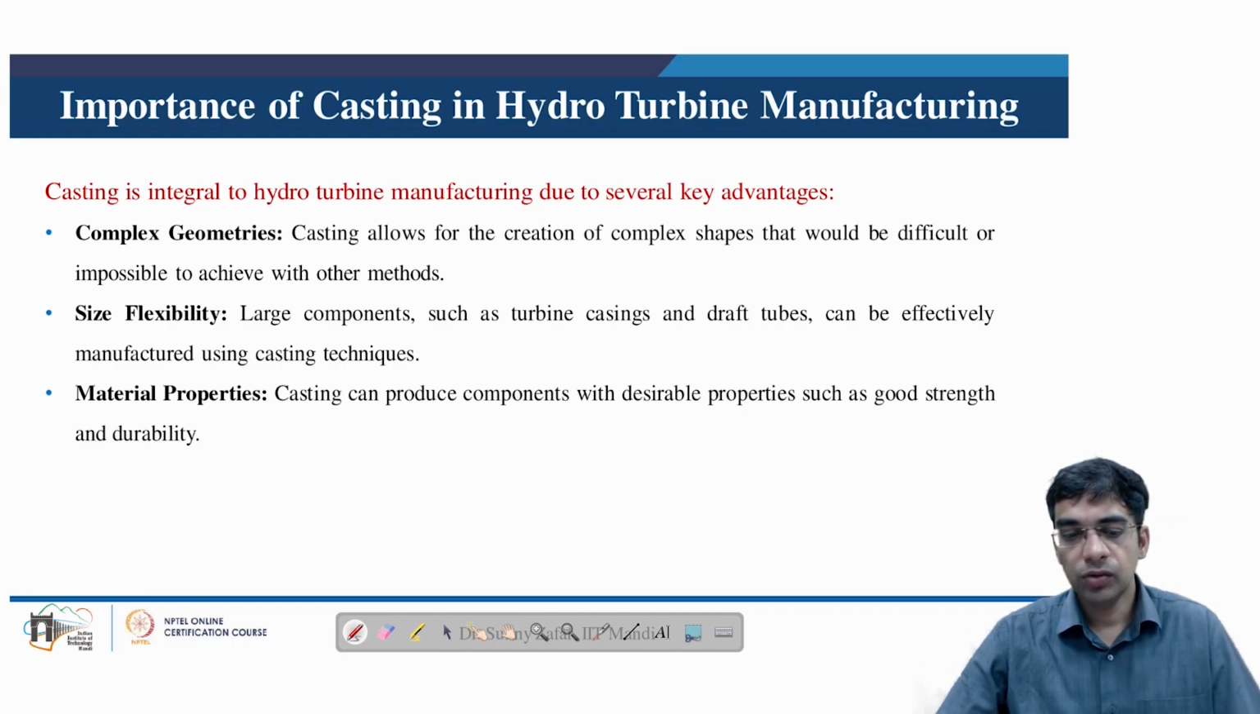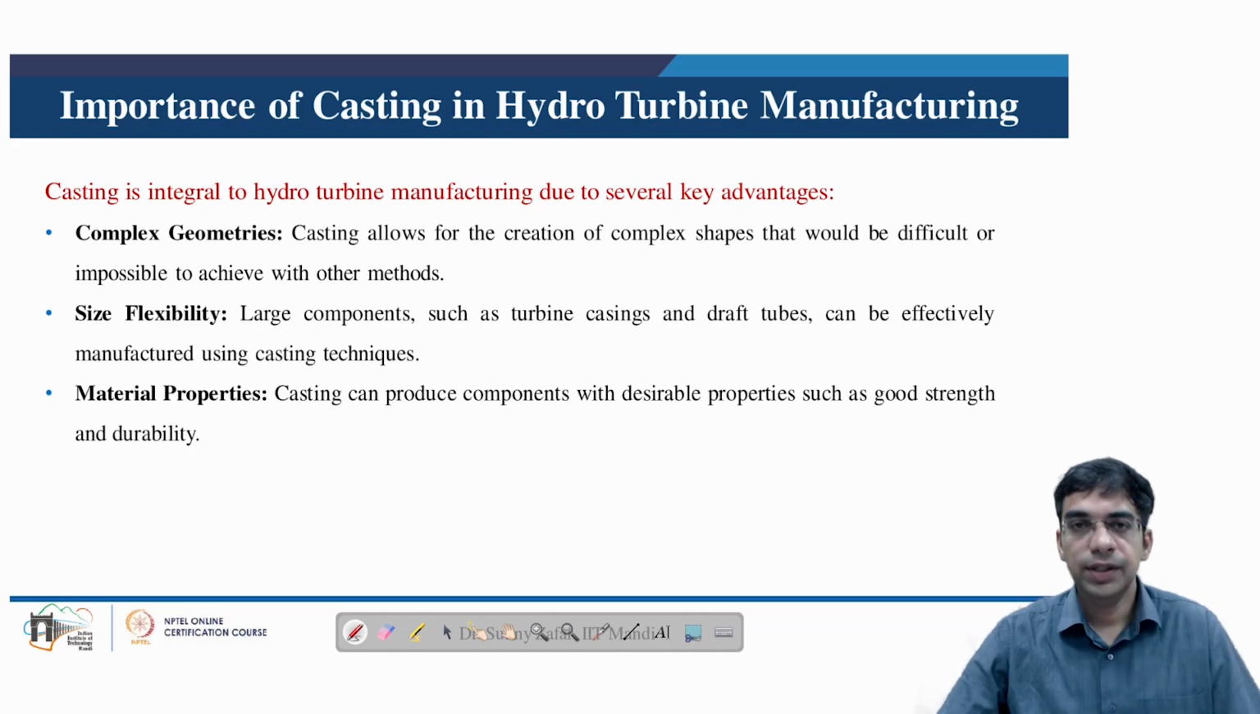So casting allows for creation of complex shapes that would have been otherwise quite difficult with other methods. As we know, in turbines the blades have to have an aerodynamic shape so that they can extract maximum energy from the flowing water.